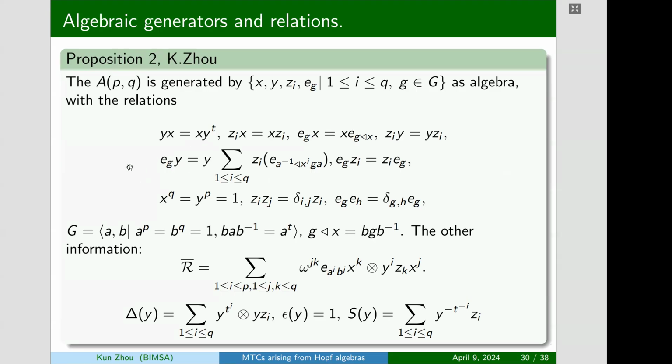At first sight, these relations are a little complicated, but note that the elements x, i, e, g are just like group-like elements, or the dual of a group algebra. So the only non-trivial element is y. For example, yx equals x y t-th power of y, and Δ(y) equals this. And we get the universal R-matrix of A_{pq} concretely by this, and we will use this to deduce that the representation category of A_{pq} is not a prime modular tensor category.